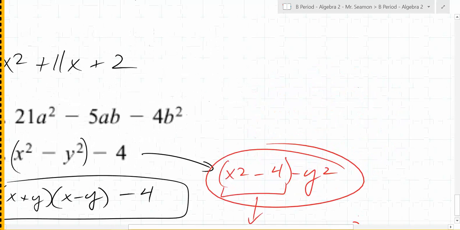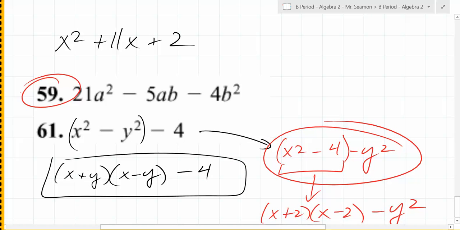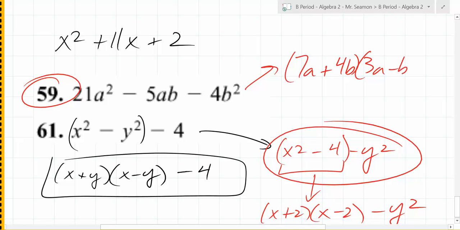Resist. On 59 here, you just have to test. You just have to test. Did anybody find it? What does it come out to be? 7a plus 4b. I think it's that right there. I think that's it. Yeah, that's it. No, it's that one.